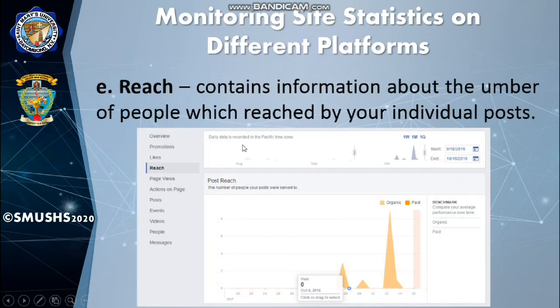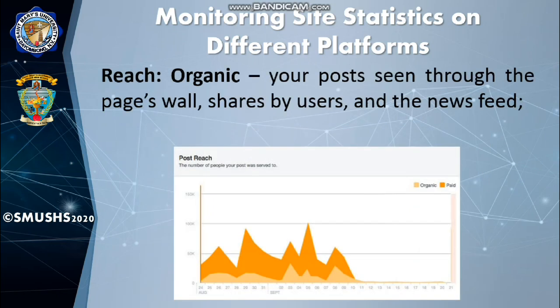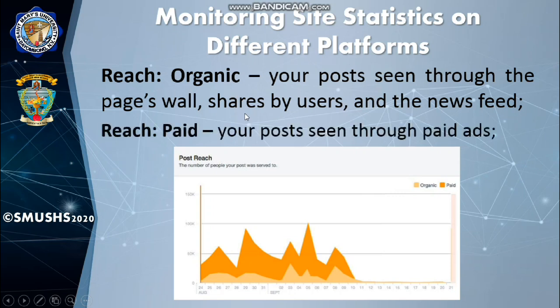We also have reach. This contains the information about the number of people reached by your individual posts. So this page includes statistics that you may not be familiar with, and here are the definitions of statistics found on this page. The first one is reach organic. Your post seen through the page's wall, shares by users, and the news feed. So that is reach organic. Next is reach paid. Your post can be seen through paid ads. So it has monetary values.